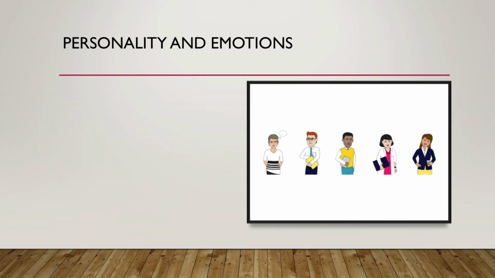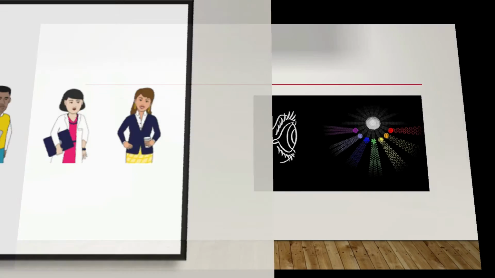Personality and emotions. What is personality? It is the sum total of ways in which an individual reacts and interacts with others. What are emotions? Emotions are intense feelings that are directed at someone or something.